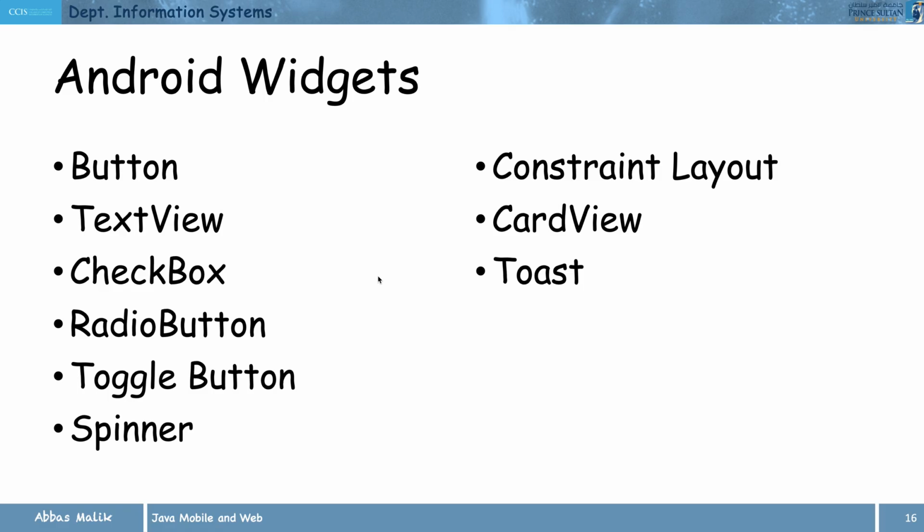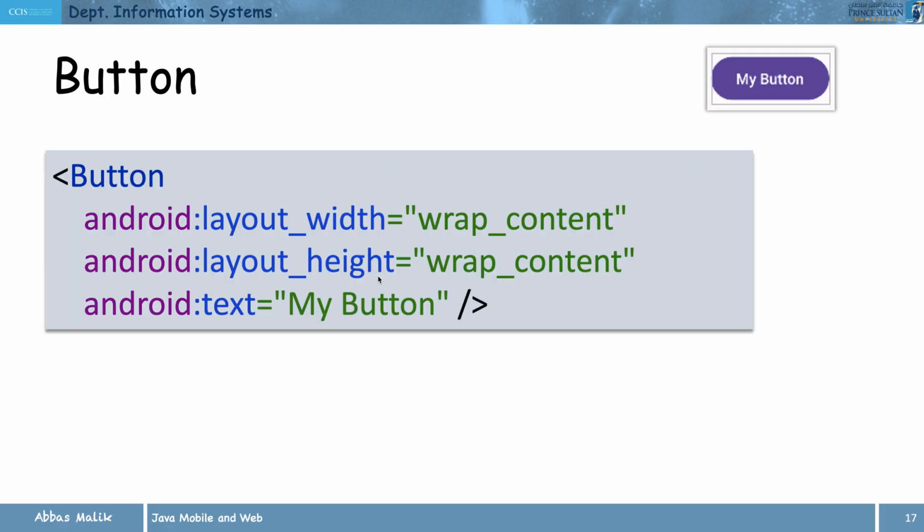So we have button, text view, checkboxes, radio buttons, toggle buttons, spinner, constraint layout, card view, toast. Okay, and we will try to see a few of them and see what kind of properties they have. As I told you, whenever we are putting a widget, whether it is in a view group in the form of a constraint layout, a grid layout or a linear layout, we have to provide two properties. And what are those? Height and width. If you don't provide height and width, then we have an error message.